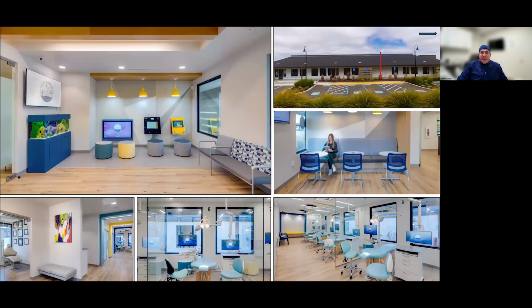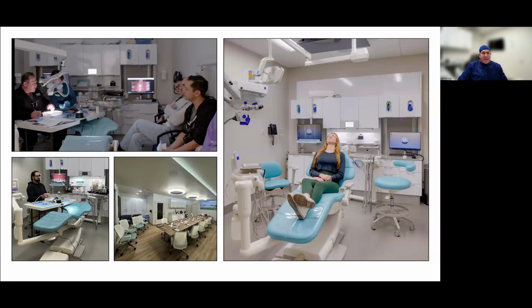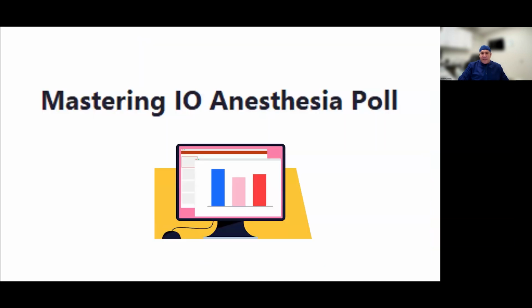Just a couple pictures of my office there. We try to keep everything nice and open and bright. I didn't go with a theme. We just wanted nice colors and professional and clean. And I have a couple larger operatories where we work out of, and I teach courses in those too. And if something you want to do, please come see us.